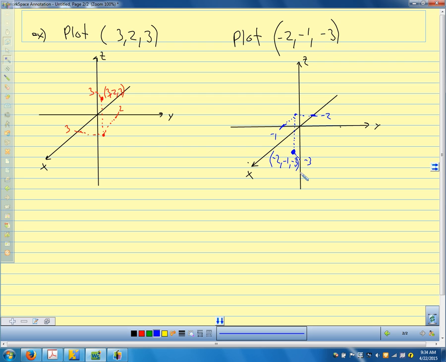All right, questions there? Do we need to see another example? Good. We won't have to plot a lot of points in 3 dimensions, but part of what we want to do today is just get a little bit more comfortable visualizing things in 3 dimensions.